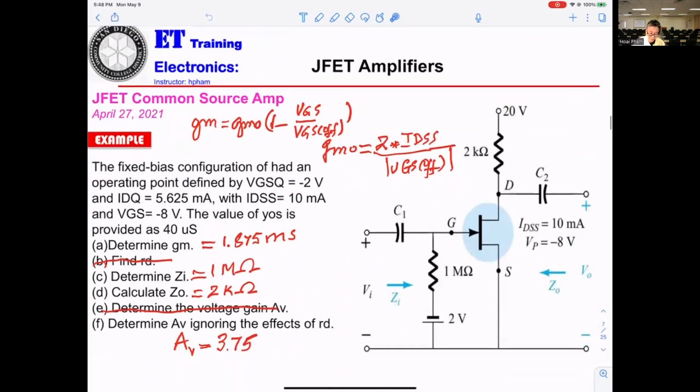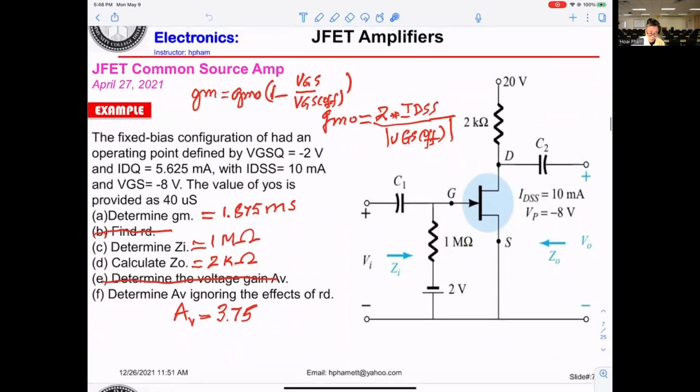Okay. This is what we already did last time, so I just quickly go through. They have given you the circuit, and they have already given you VGSQ and IDQ. So that means you don't have to do any calculation for DC.